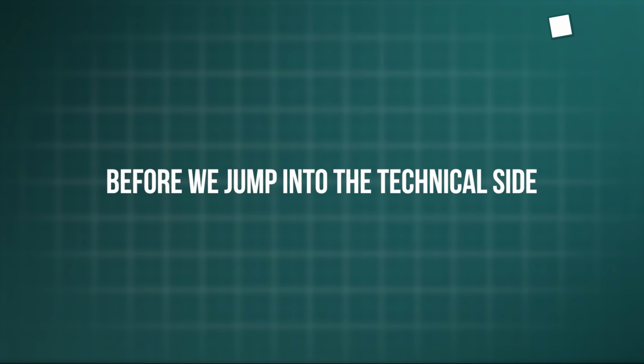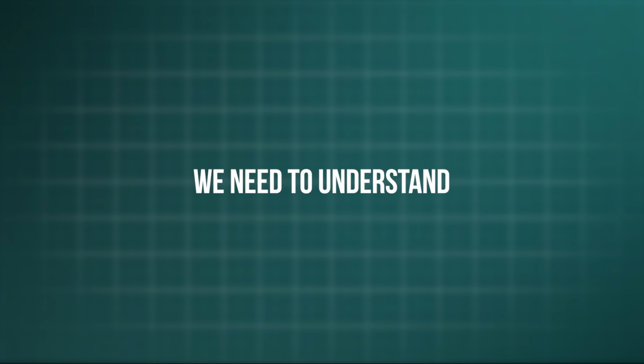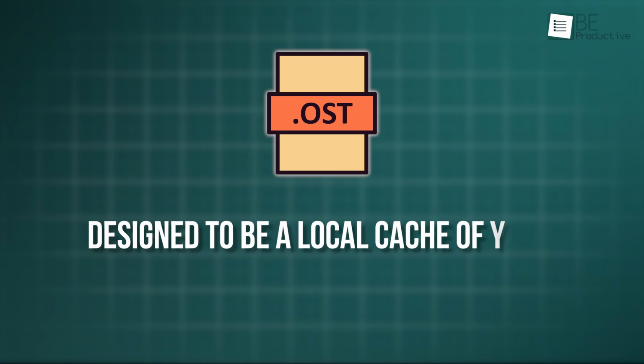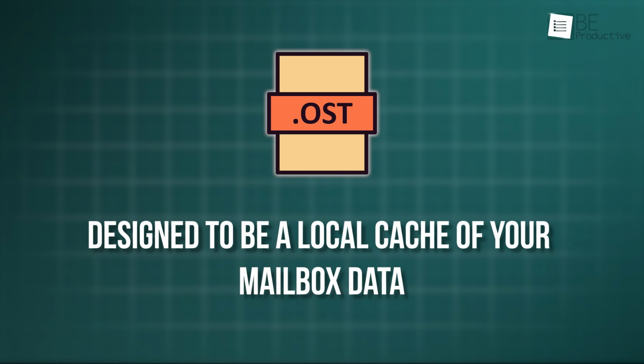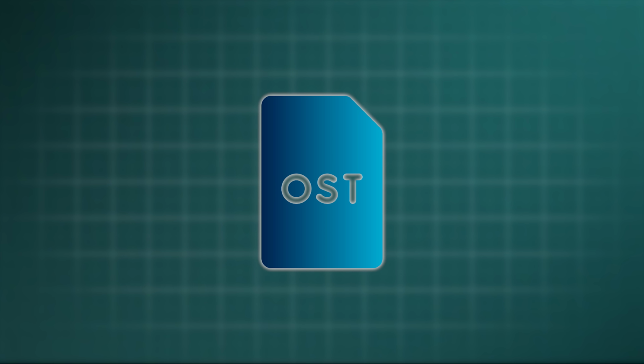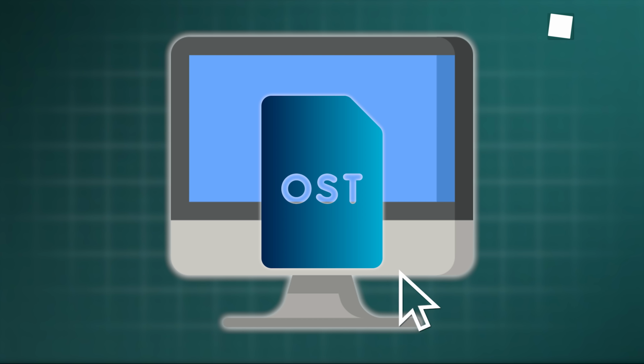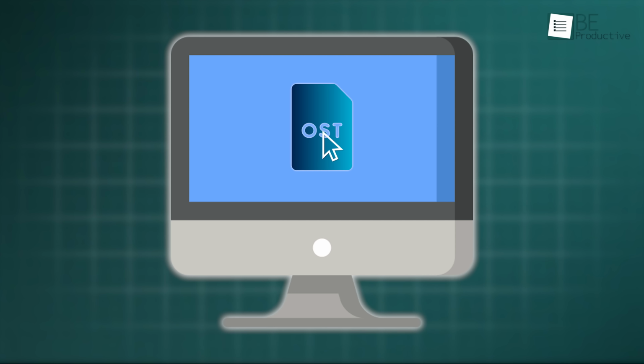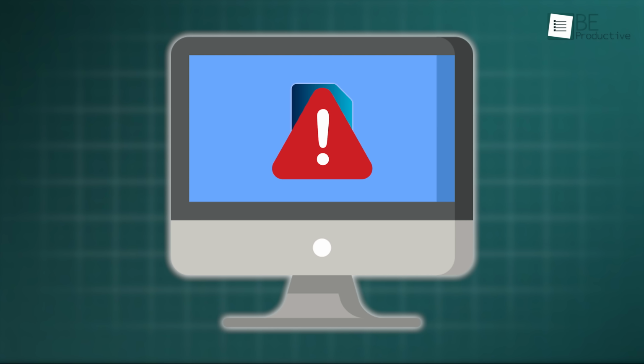Before we jump into the technical side, we need to understand exactly why these offline Outlook files cause such a major headache for folks. See, an OST file is designed to be a local cache of your mailbox data, which means it is strictly bound to the specific profile and email account that originally created it. Unlike a standard PST file, you cannot just take an OST file to another computer, click Open in Outlook, and expect to view your data.